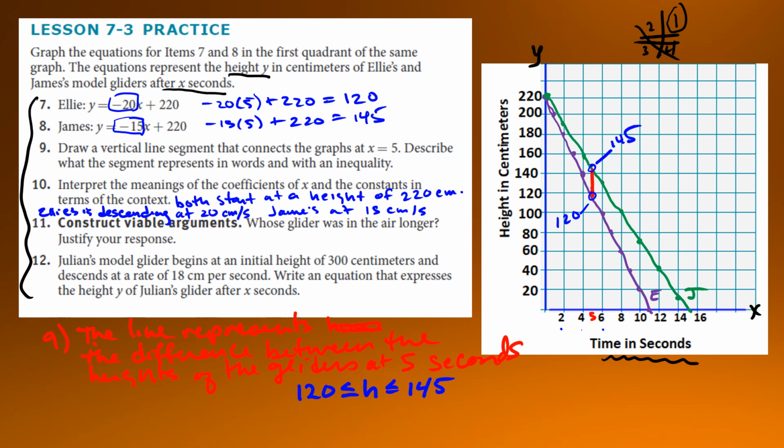Whose glider was in the air longer? James's was. Hopefully you came up with that because his took longer to get to 0, right? His took longer to land, longer for his height to get to 0. So there you go. Good job.